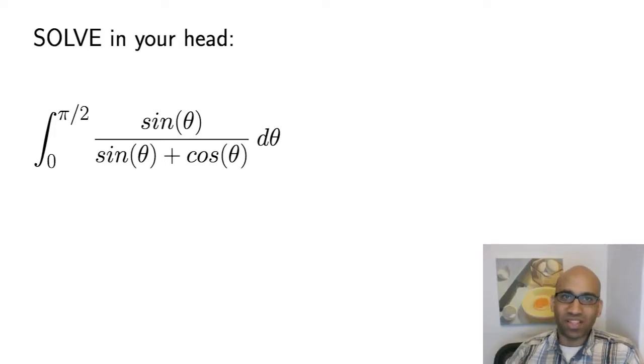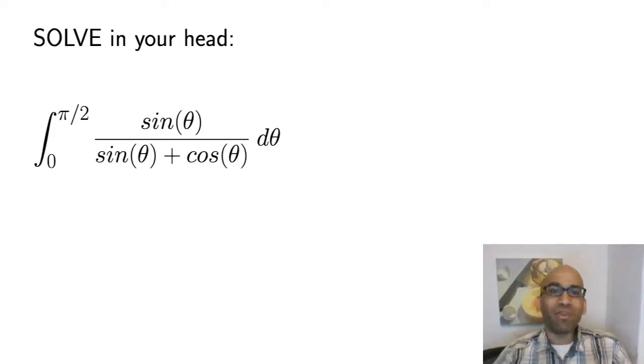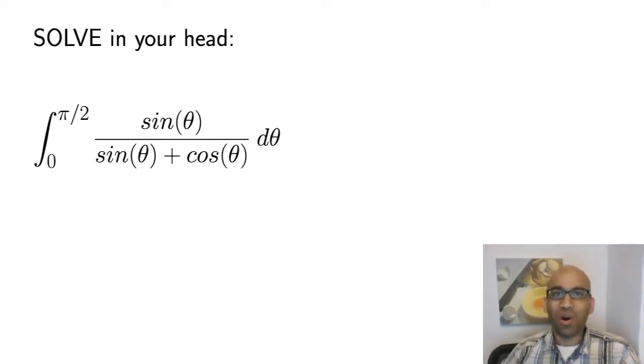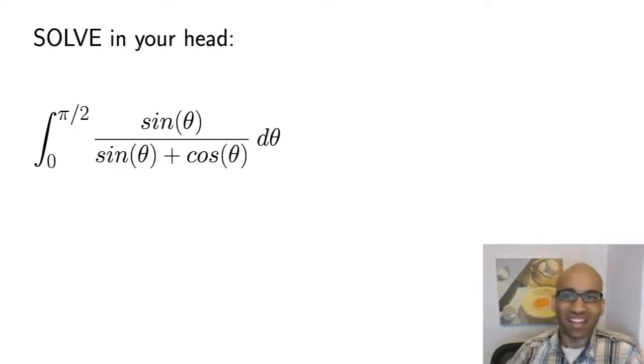Hi, this is Ash with Math Hero Academy, bringing you a very interesting puzzle that you are expected to solve in your head. We are going to integrate sine theta divided by sine theta plus cosine theta between 0 to pi divided by 2. There are quite a few methods to evaluate this integral using pen and paper, but given the special properties of definite integrals, we're going to solve this problem in a quick minute.